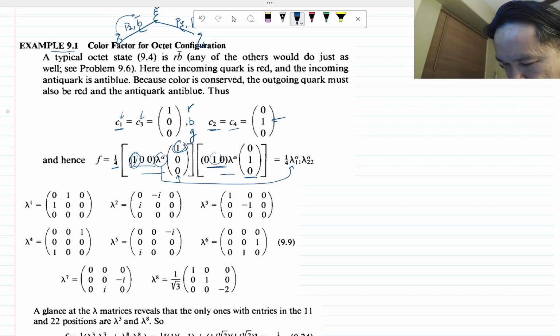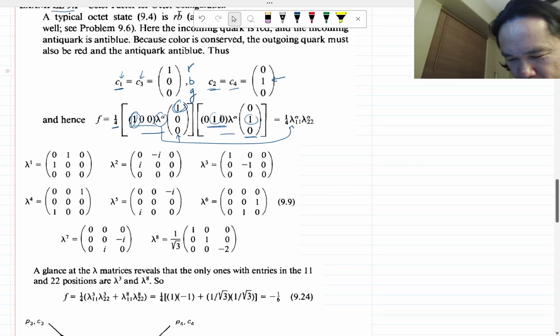On the right-hand side, since these components are only non-zero in the second part, we're only going to multiply to the second component, second row, second column of these Gell-Mann matrices. So I pasted the Gell-Mann matrices down here because Griffiths just somehow magically thinks that you're going to memorize all this, but you won't.